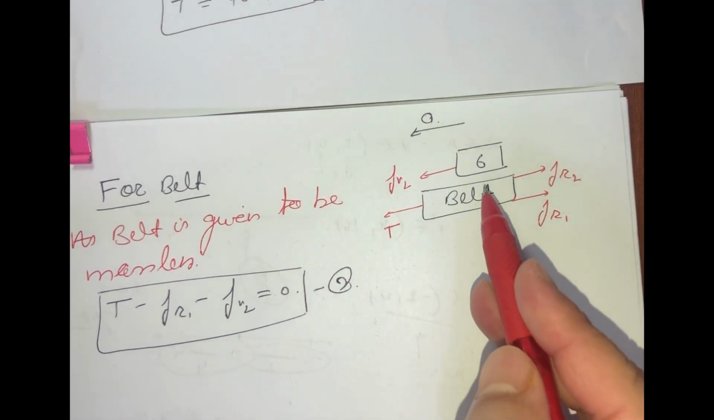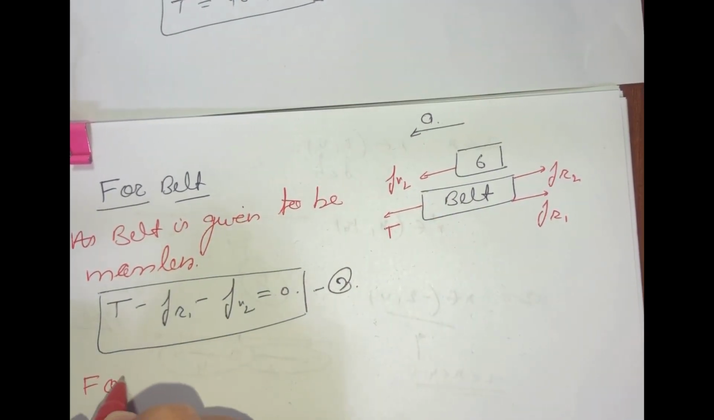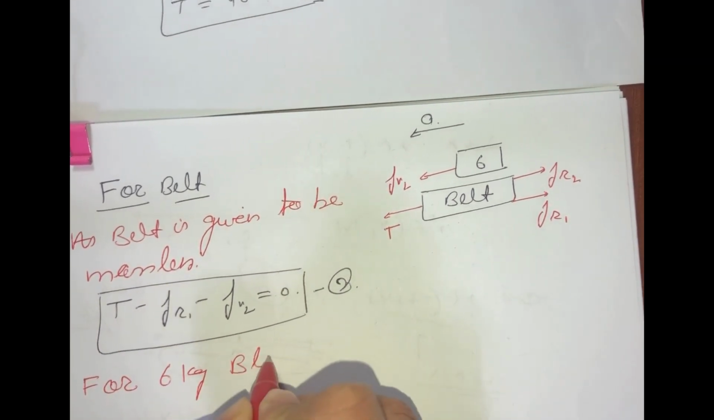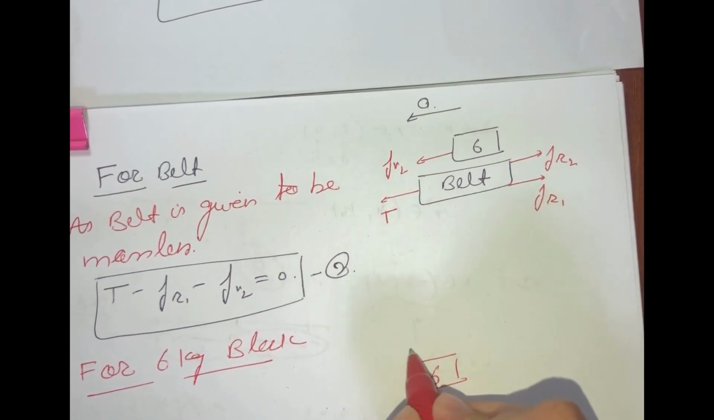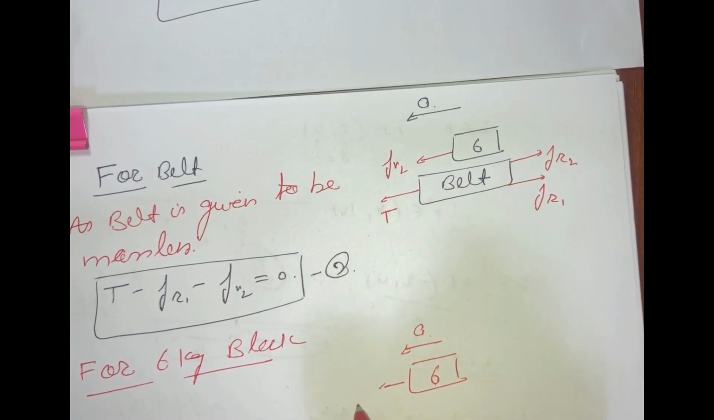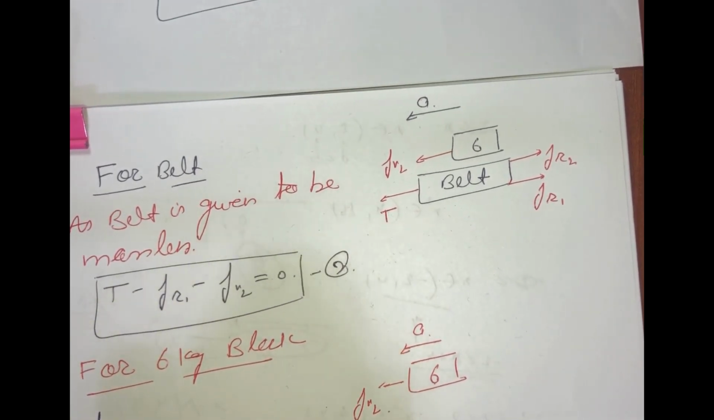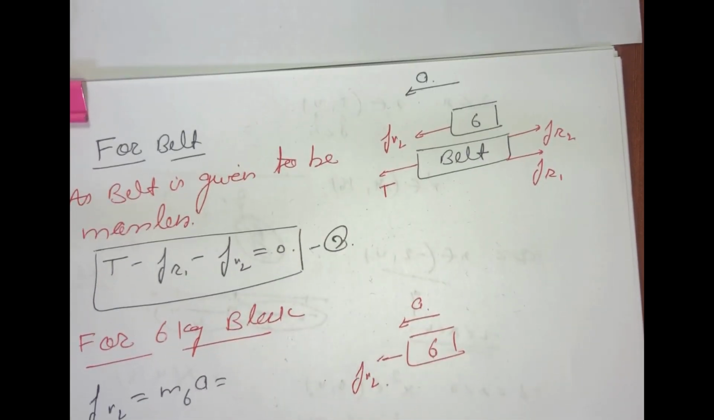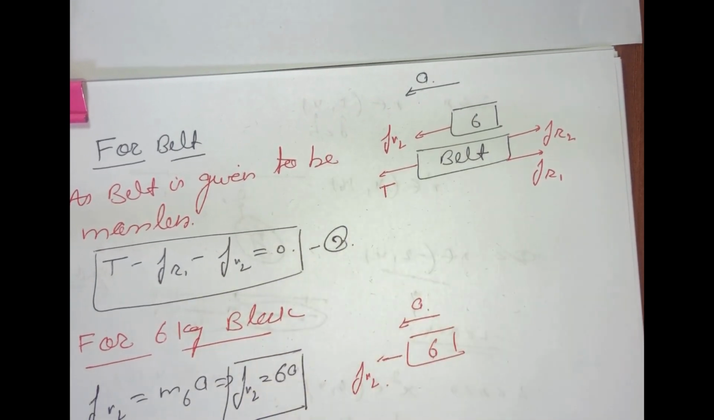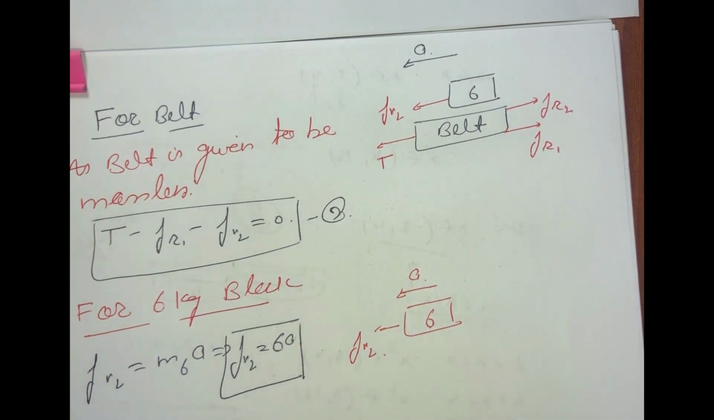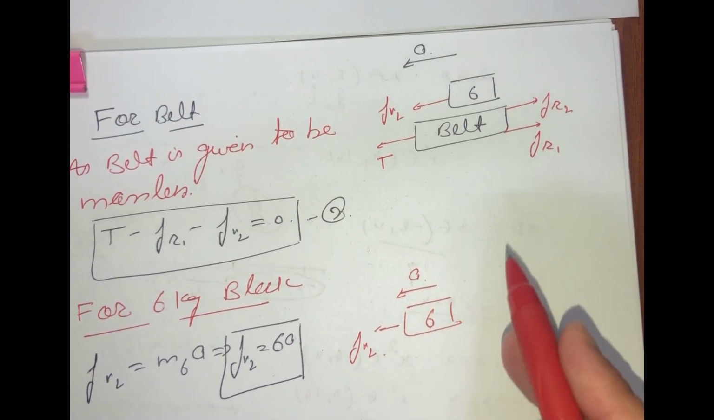And for the 6 kg block, moving in this direction with acceleration a, we have Fr2 equal to m6 multiplied by a, or Fr2 is equal to 6 multiplied by a. And let us find out what the frictional force Fr1 will be.